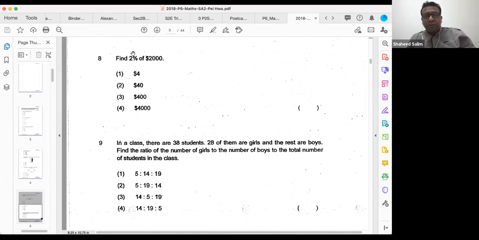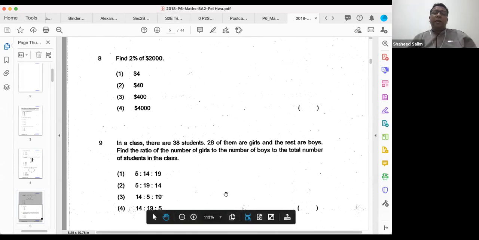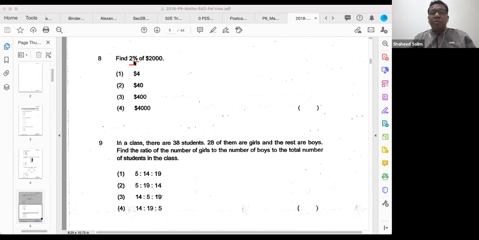Izzat, what about you? Number 8, have you done? Not yet. Are you done? You gave the answer already. Okay, 4,000. How do you get 4,000? You cannot just take 2 times 2,000. You must remember, percent means over 100. 2% means 2 over 100, then you times by 2000. You don't take two times the thing. So now you cancel the zeros. 2 times 20, 40. Okay, the next one now, ratio.